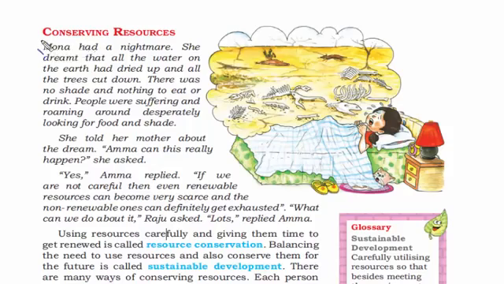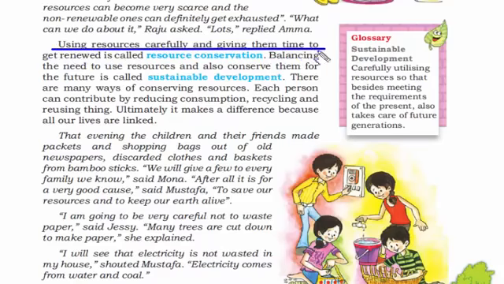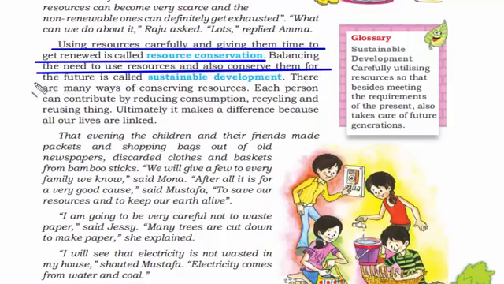After reading various types of resources, let's move on to conserving resources. How to protect resources and conserve them for our future. So using resources carefully and giving them time to get renewed is called resource conservation. And then balancing the need to use resources and also conserve them for the future is called sustainable development. So if you see, sustainable development is dependent on resource conservation because you need to first preserve the resources and then only you can use them for future purposes.